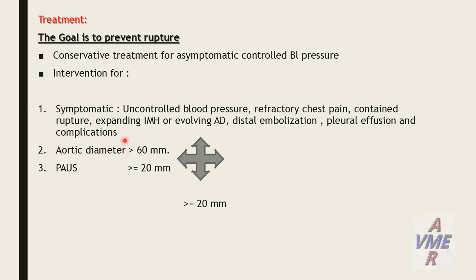Treatment is indicated in case of aortic diameter more than 6 cm, 60 mm, and measurement of the penetrating aortic ulcer more than 20 mm in length and width. So the goal is to conserve and prevent the rupture if the patient is asymptomatic and his blood pressure is controlled. But what if the patient presents with uncontrolled blood pressure, refractory chest pain, contained rupture, expanding intramural hematoma, evolving aortic dissection, distal embolization, pleural effusion and rupture, and other complications? Definitely it is indicated. Aortic diameter more than 60 mm is indicated. Penetrating aortic ulcer measuring more than 20 mm in width and length is indicated.